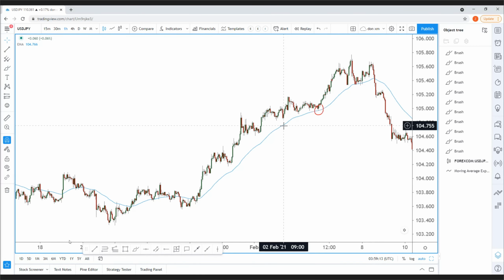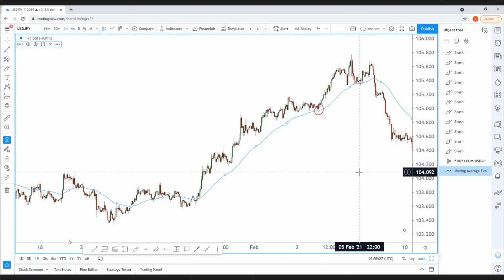So that's how I use the moving average. That's how I use the natural moving average. And I encourage you guys, of course, just try it out, see if it works for you and your strategy. Maybe you want to incorporate it, use these moving averages in your own trading strategy. I definitely encourage you guys to try it out.